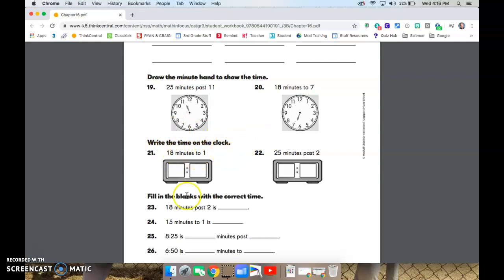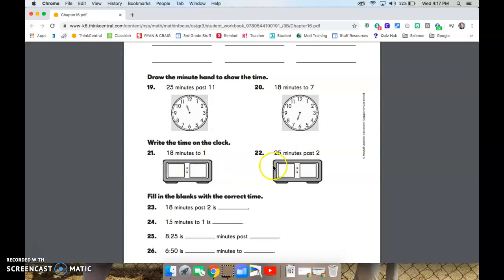Write the time on the digital clock. 18 minutes to 1. So it's not quite 1 yet. Now remember, what comes before 1? Well, it's 12 on a clock. So before 1, we're going to have 12. And it says 18 minutes to. So that is going to be 42. Okay, so 12:42. Almost the same as that one over there, 18 minutes, except it's to 7, not to 1.